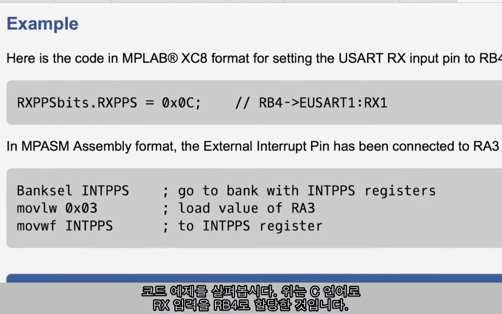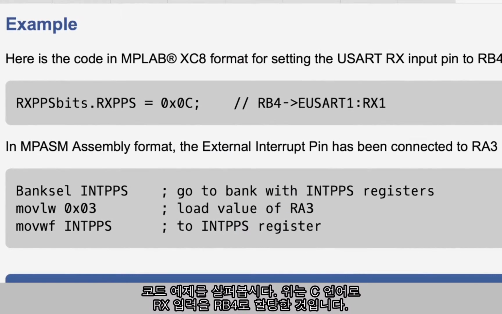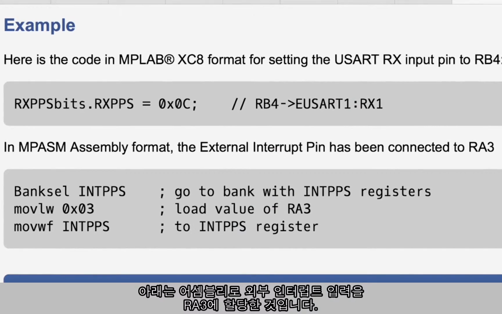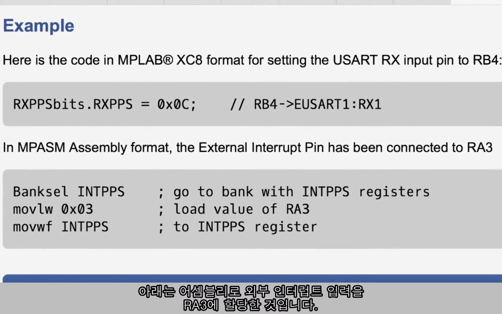Here's a couple code examples where the receive input is connected to the RB4 pin, and an assembly example where the external input is connected to the RA3 pin.